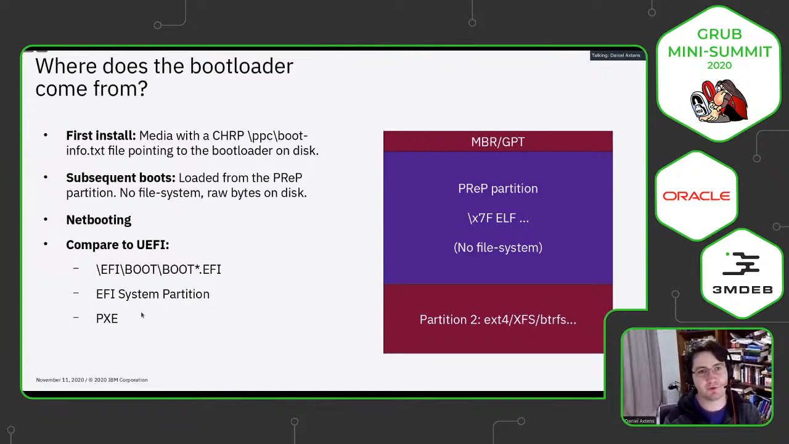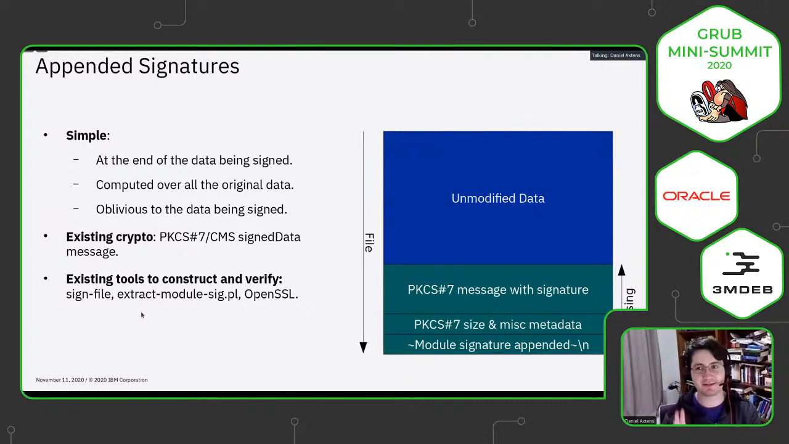Another key concept for our secure boot system is this thing called appended signatures. I'm going to give you the basis for how appended signatures work and then tell you why they matter. They're used across all Linux platforms to sign Linux kernel modules. And that's why you see module signature appended there at the bottom, because it's written for kernel modules. They are at their core an extremely simple way of doing signatures. So you get some unmodified data, you calculate a signature for it, and you wrap it up in this PKCS7 message. You stick that on the end.